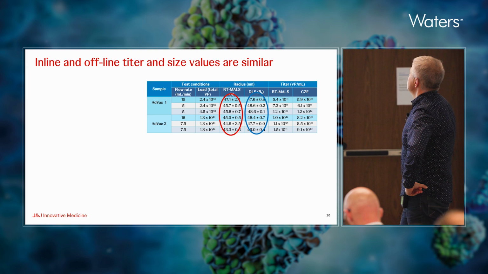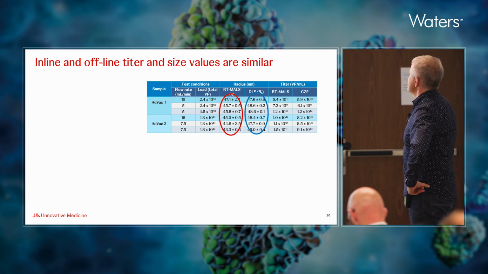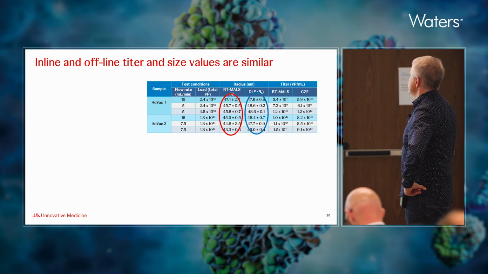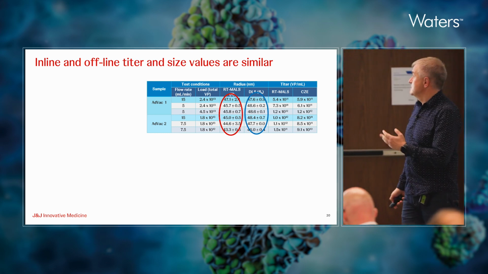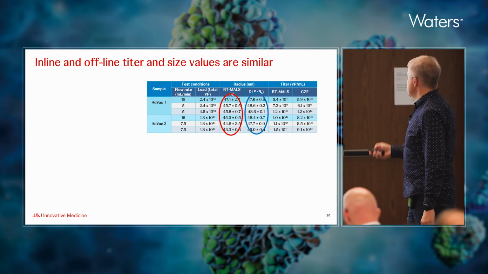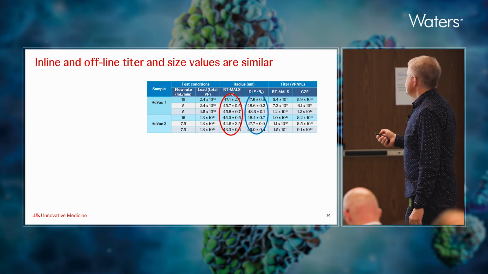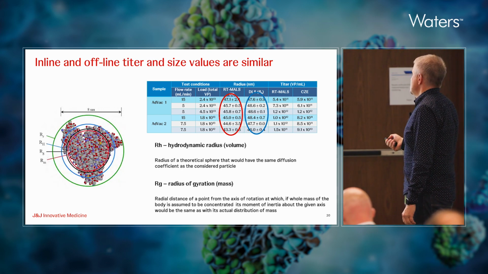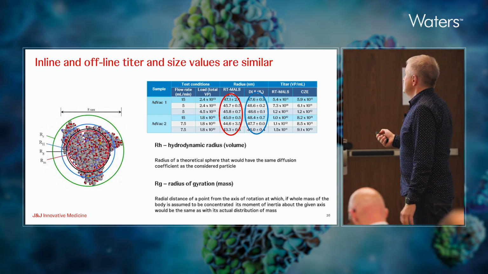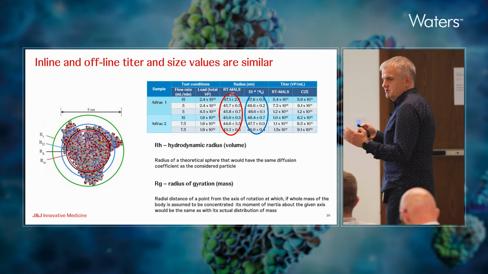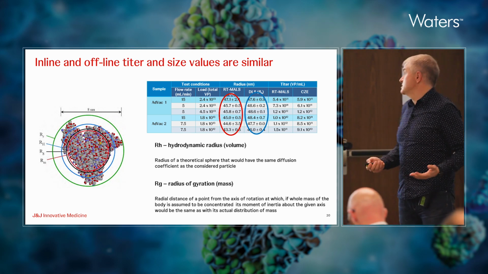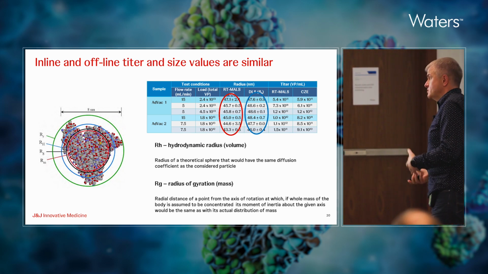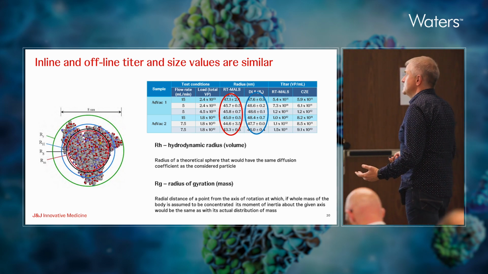We measure the radius by real-time multi-angle light scattering, and then we compare it with established offline methods, like in this case dynamic light scattering. And you see that pretty much every time we see a radius which is a couple of nanometers, 2-3 nanometers, less than what we measure in dynamic light scattering, which might induce some panic initially.